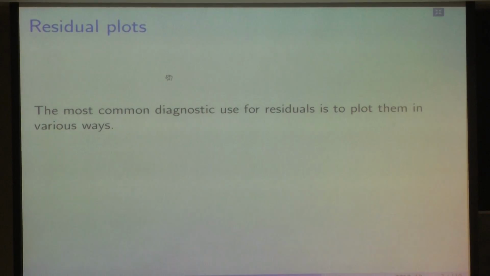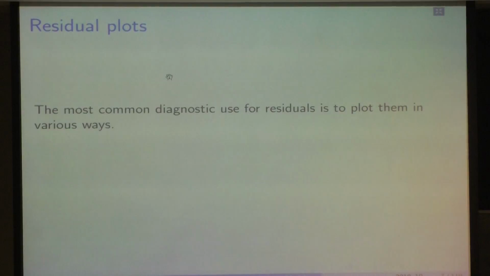Okay, so a very common thing that we do with our residuals is to plot them. There are some standard plots which, if something is wrong with the model, will often indicate that something is wrong with the model.